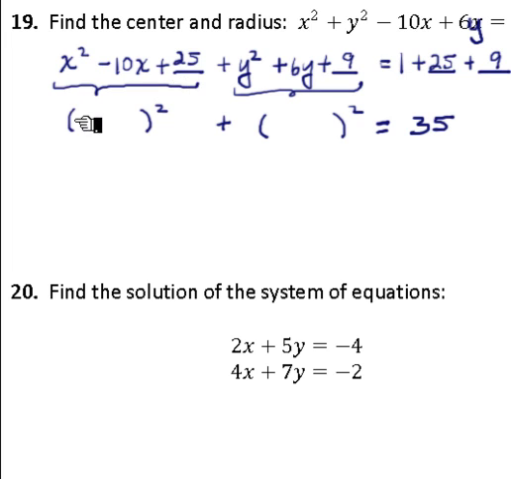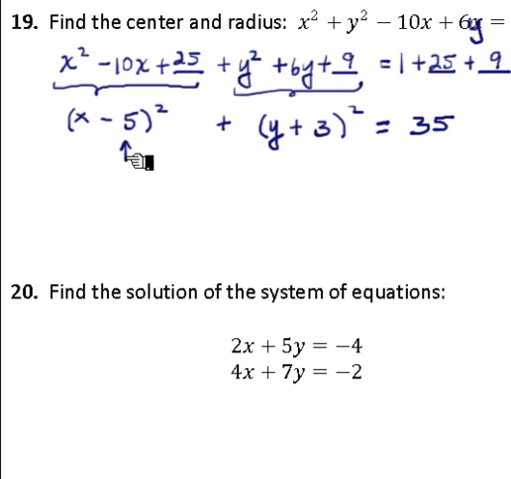All right, so let's factor this. This factors as x. The square root of 25 is 5, and we have a minus in the middle. Here we have a y. The square root of 9 is 3, and this time we have a plus in the middle. So now our circle is in standard form, and we can see what the center is and what the radius is. So here we have the center.